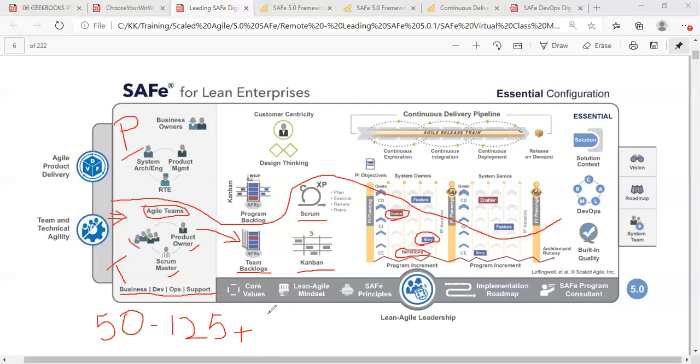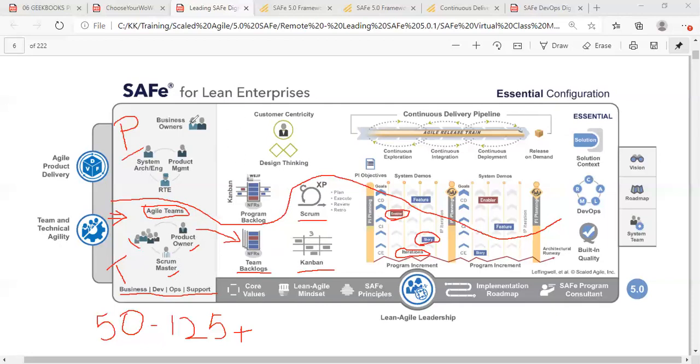Now, this number, 50 to 125 plus, is called the Dunbar's number. The Dunbar's number says that up to 125 people can work in an organized chaos fashion, right? And that's why it is important to have that. So again, it's just a ballpark figure. This is just a best practice by SAFe. You don't have to follow this blindly. You can customize based on your needs, right? So once we have this, you know that, all right, let's scale up.